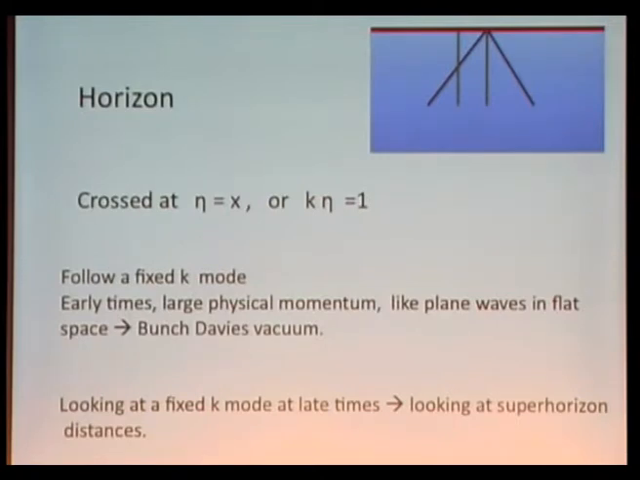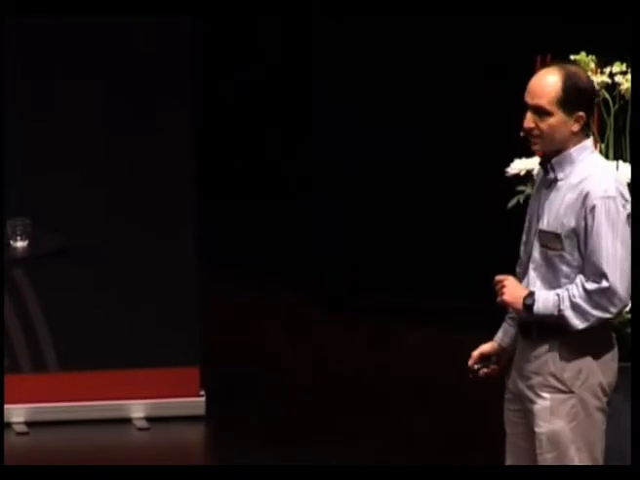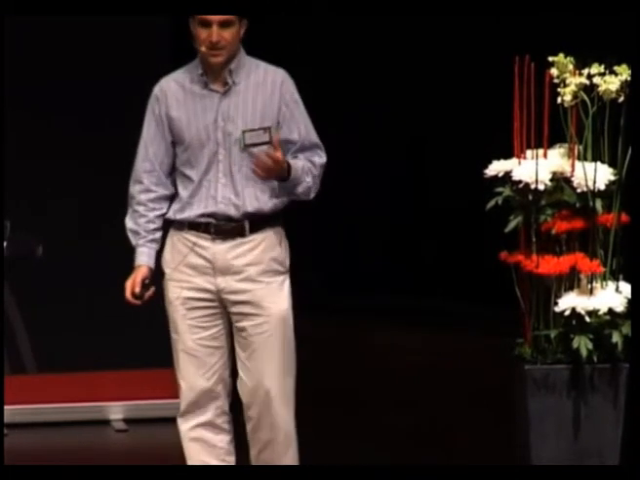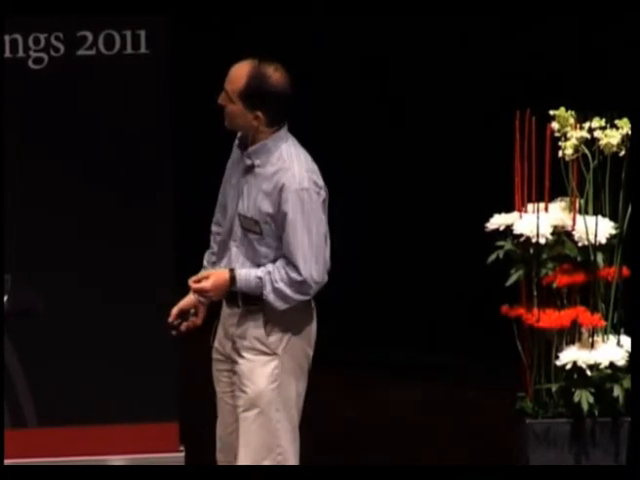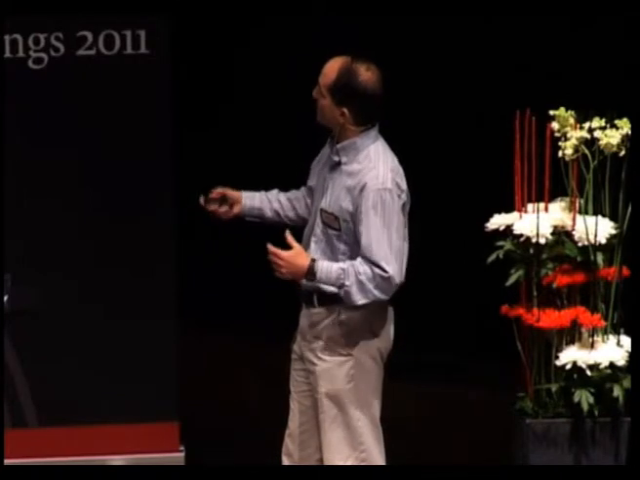So if we follow a fixed k mode, so a fixed comoving distance, at early times that corresponds to a large physical momentum. And so for large physical momentum, that wave doesn't feel that it is in de Sitter space. It feels as if it was in flat space. And so we can choose for it the usual flat space vacuum. And that corresponds to the choice of vacuum which is called Bunch-Davies or Chernikov-Tagirov or Hartle-Hawking. And looking at the fixed k mode at late times corresponds to looking at super horizon distances, as I mentioned before.